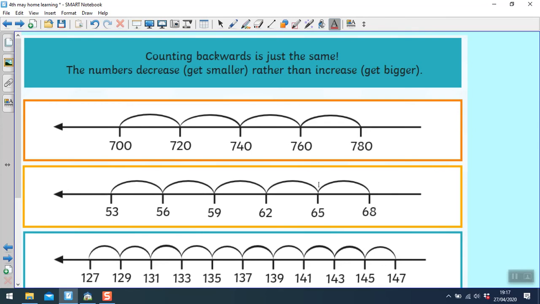Here we've got 68, 65, 62, 59, 56, 53. So 68 take away what equals 65? It's 3. So 53 take away 3, the next number would be 50. Down here we've got 147, 145, 143, 141, all the way down. What are you taking away each time? We are subtracting 2, so 127 subtract 2 is 125. Well done.